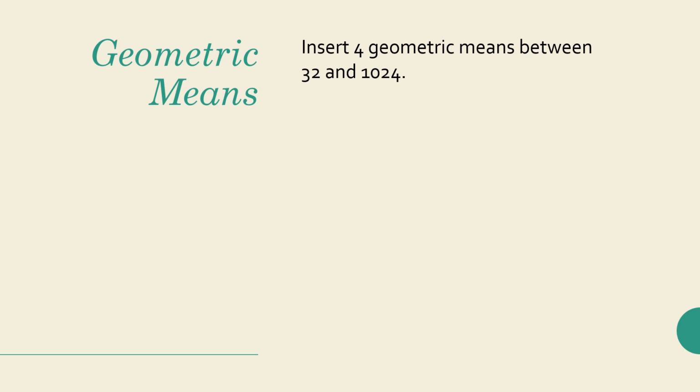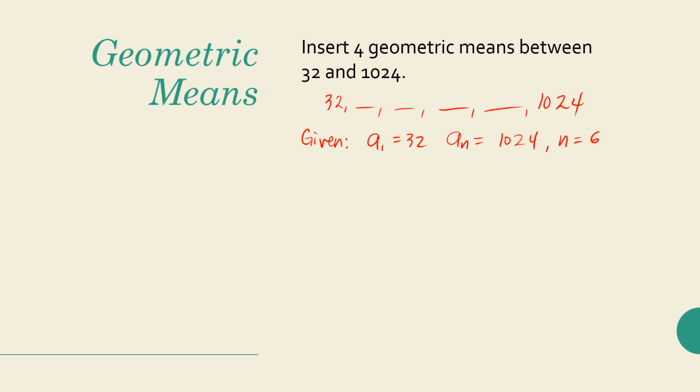Here you are asked to insert 4 geometric means between 32 and 1024. So this one: 32, blank, blank, blank, blank, 1024. Given, we have a sub 1, which is 32, a sub n is 1024, and of course the value of n is to count all the number of terms, so therefore 6.